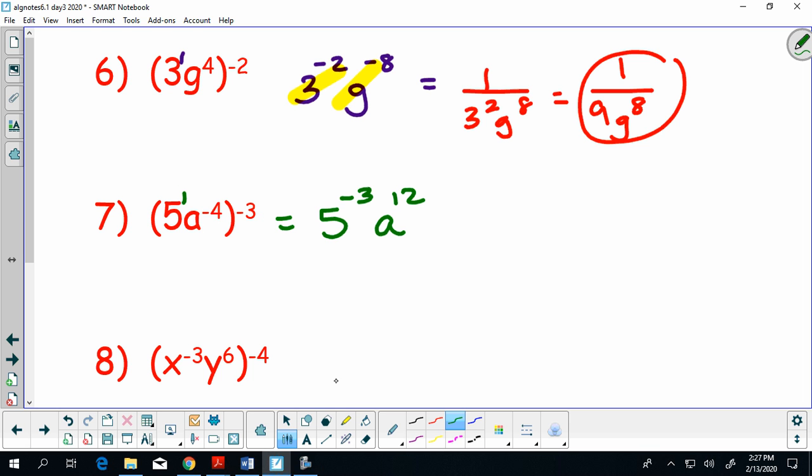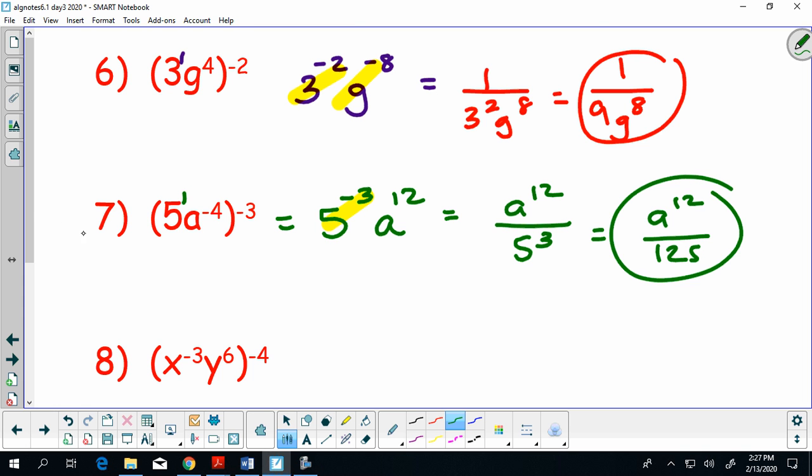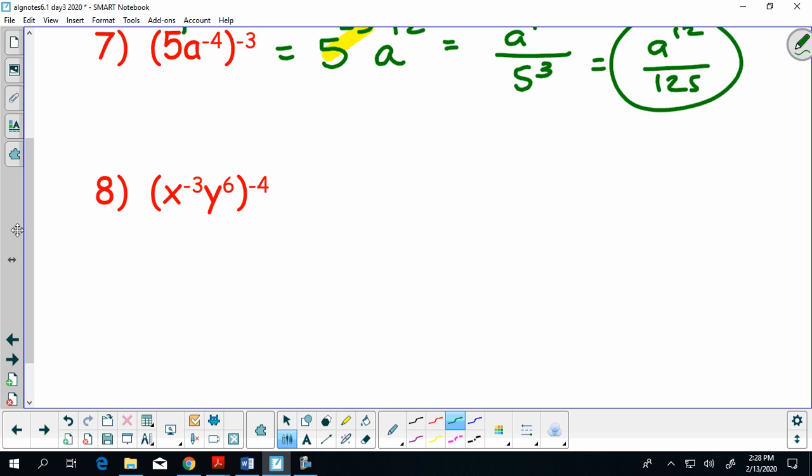He's perfectly happy. The 5's not and has to go to the bottom part of the fraction. So a to the 12 stays on top. 5 to the 3rd goes on the bottom. So that's 125 on the bottom, or in the denominator.